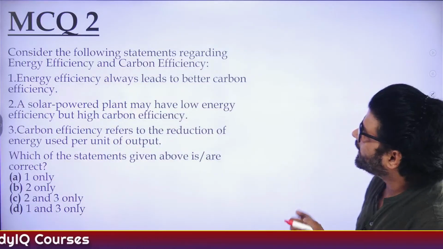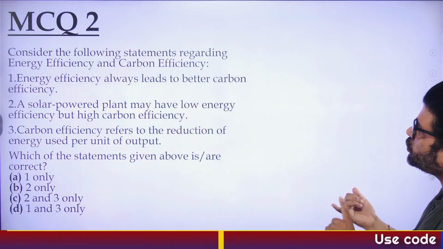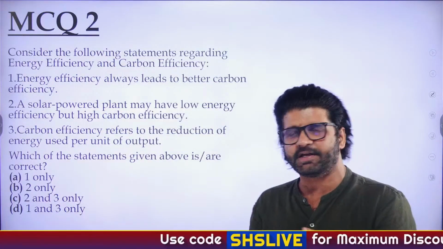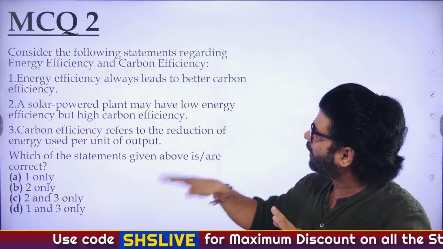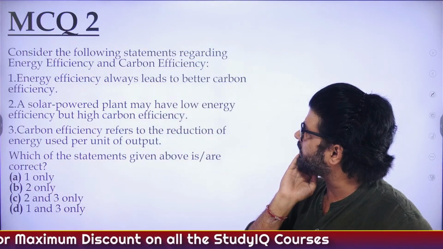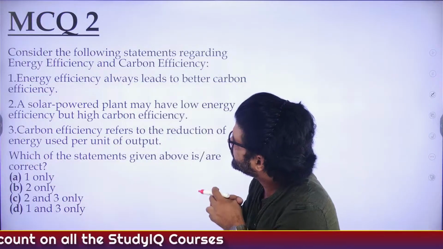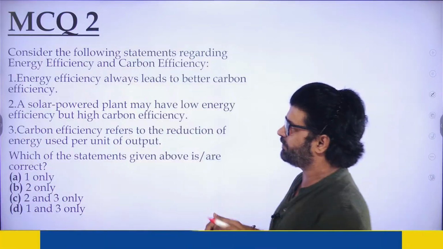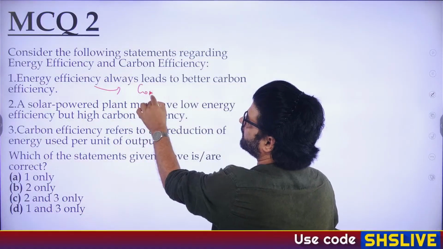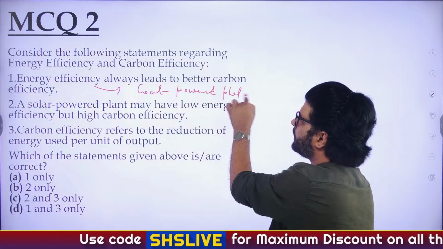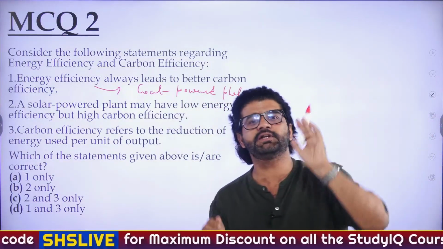Okay, so energy efficiency always leads to better carbon efficiency. We have talked about PAT, we have talked about CCTS. You have to go into detail, you have to revise this editorial, and then you will understand things in a better manner, but I think you have already got the gist. Energy efficiency does not always lead to better carbon efficiency. We can understand it from the coal power plant and solar power plant example. Coal power plants are much more energy efficient than solar power plants.